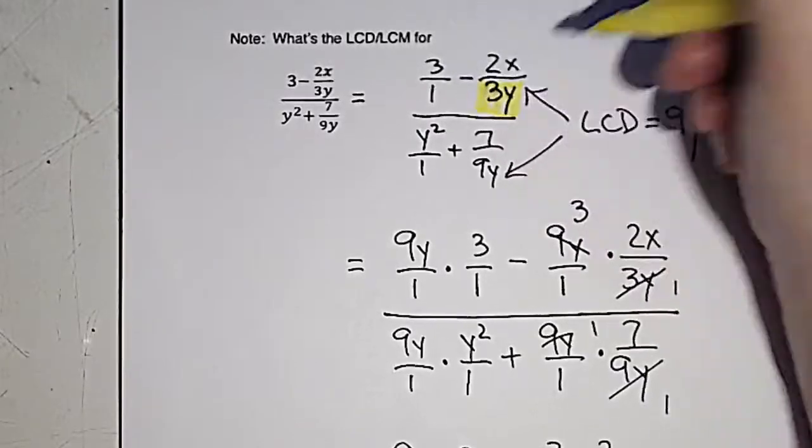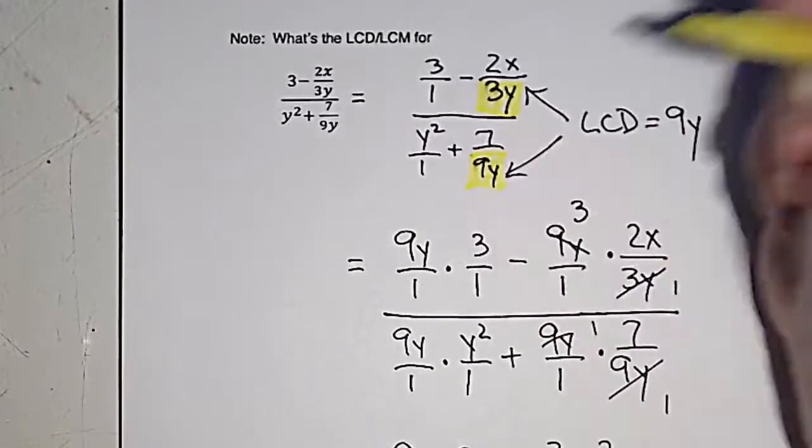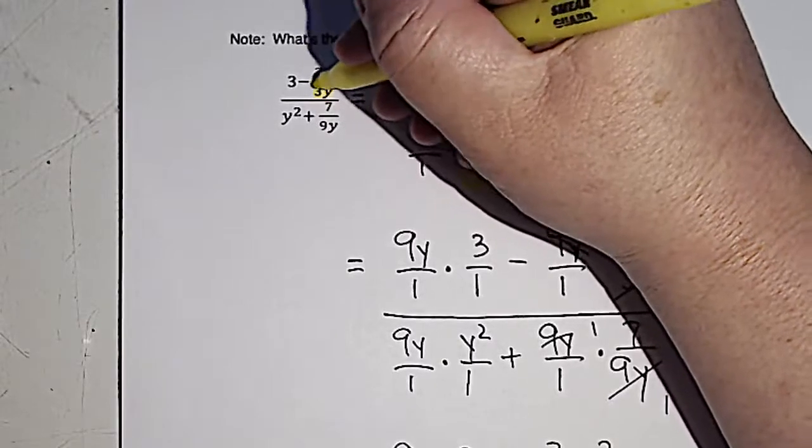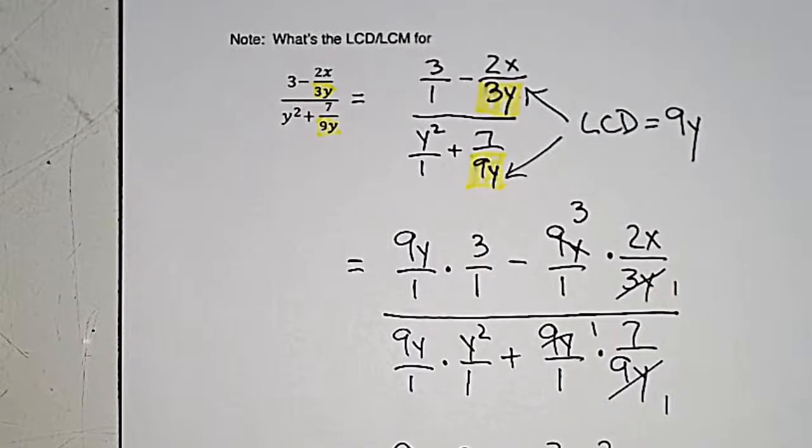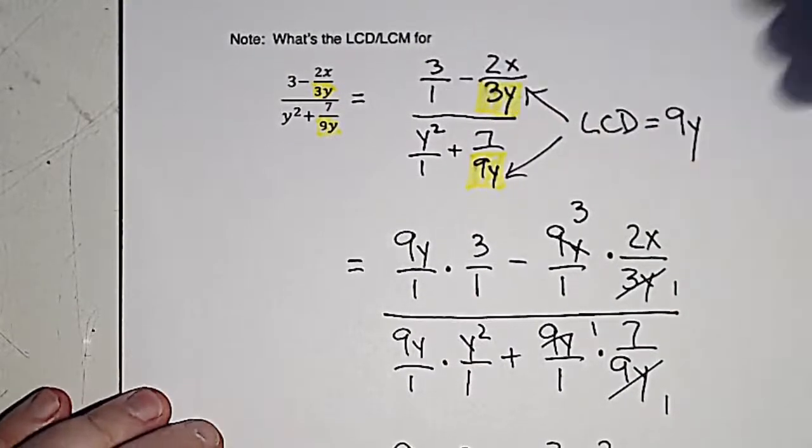The only denominators in this one are these two denominators, the 3y and the 9y. Those are the only two denominators. So don't make life harder on yourself. Keep track of who's on top, who's on the bottom.